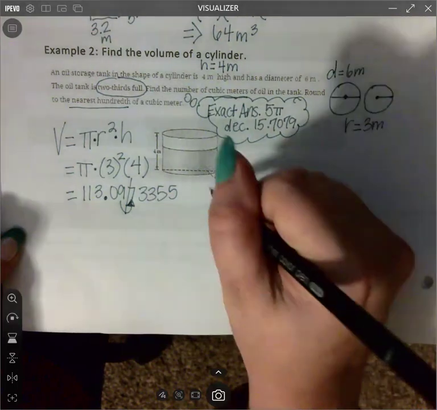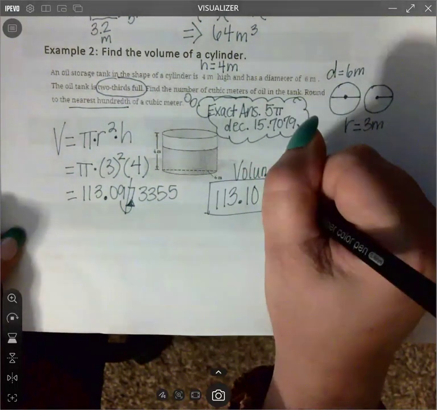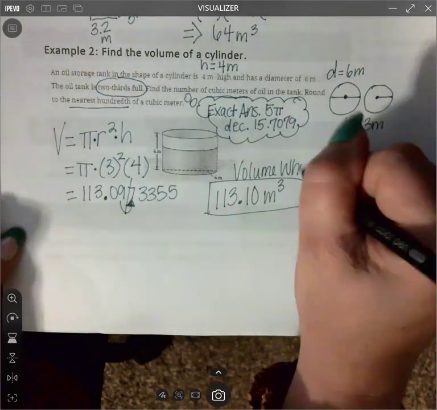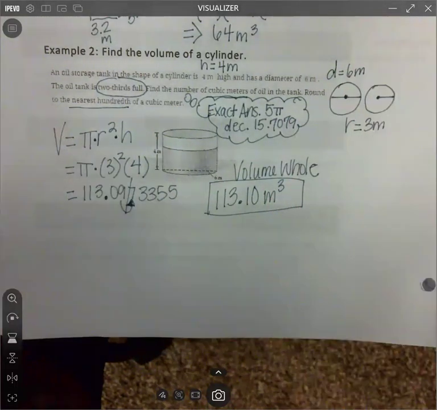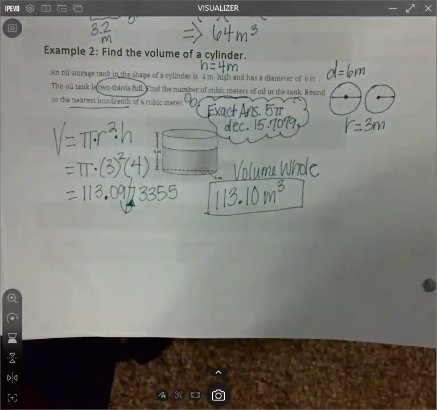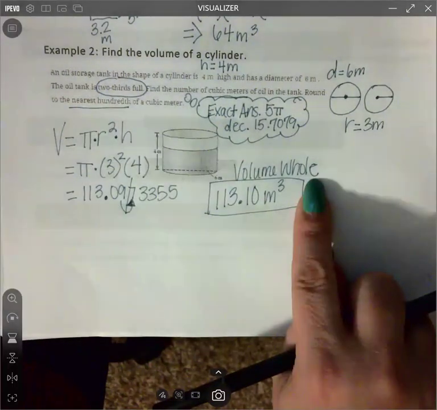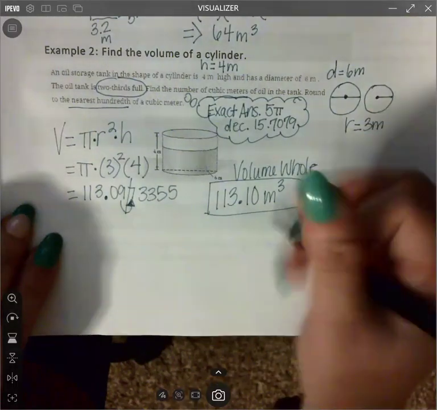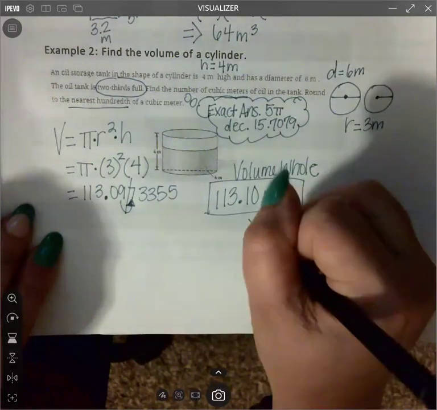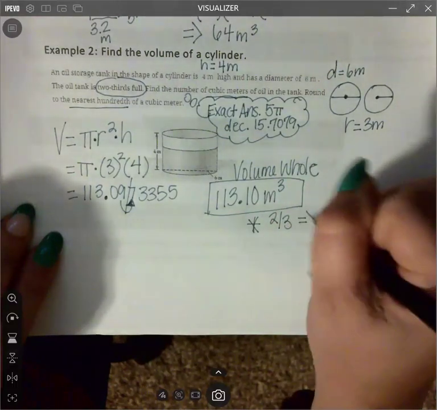Meters cubed. Well, this represents the volume of the whole cylinder. Remember, I told you we'd deal with this 2/3 full at the very end. So one of the things that we want to pay attention to is this is the whole cylinder. And if it's 2/3 full of oil, then we're going to multiply this answer by 2/3 at the very end.